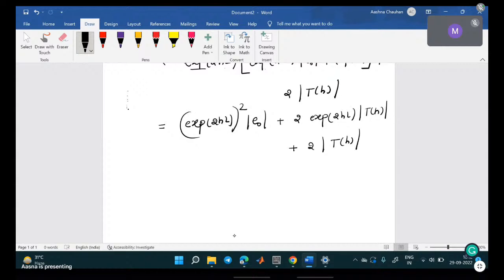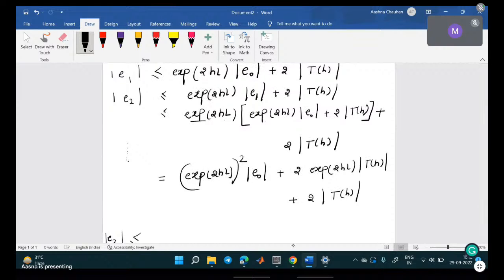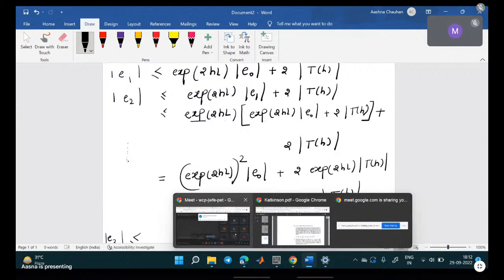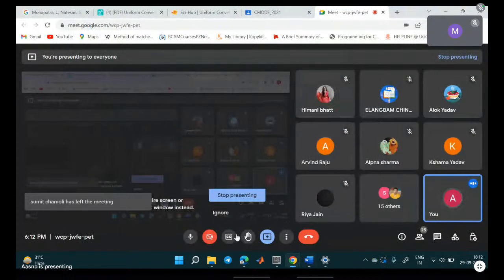So let us try to find out for n equals to 3 also, so that the inequality becomes a little clearer. So E3 is less than or equal to, what was the equation? बहुत late join कर रहे हैं बच्चे. Where has he gone?